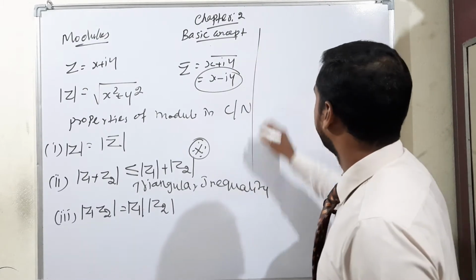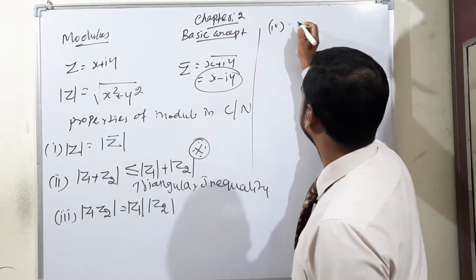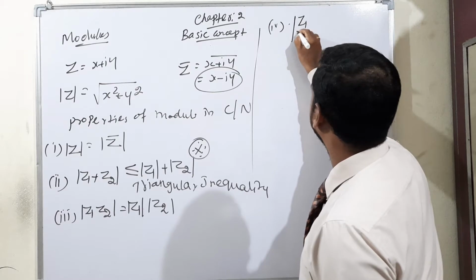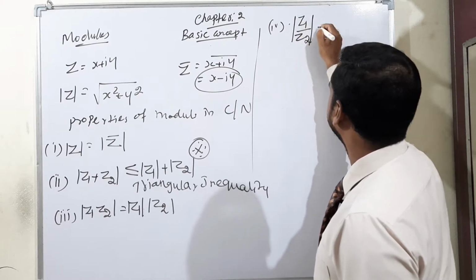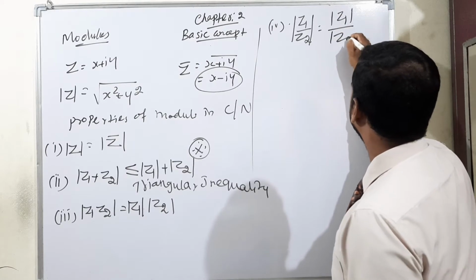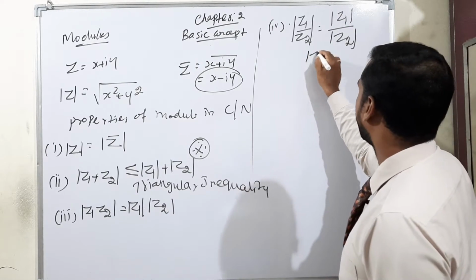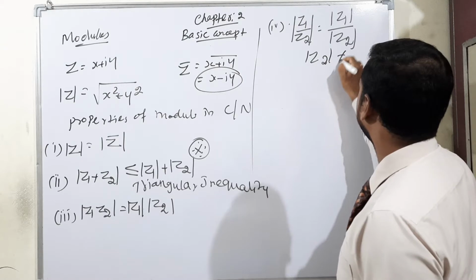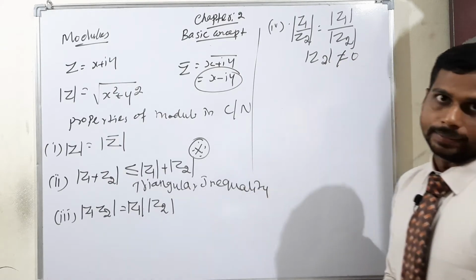Moving to property number 4: modulus of z1 by z2 is equal to, separately, modulus of z1 divided by modulus of z2. Since it is divided, the denominator, modulus of z2, is not equal to 0.